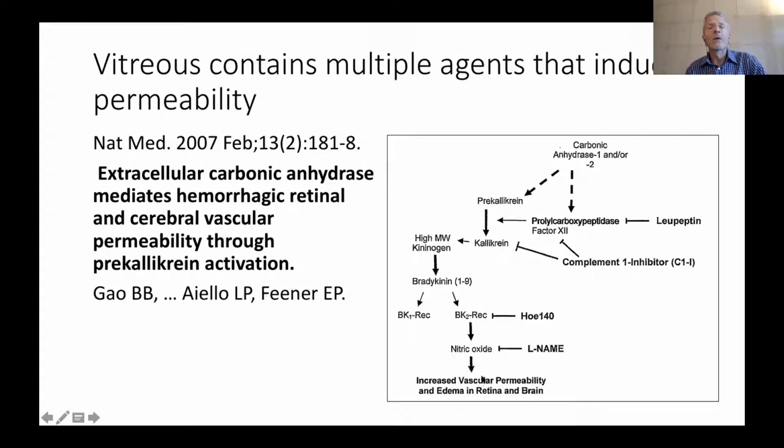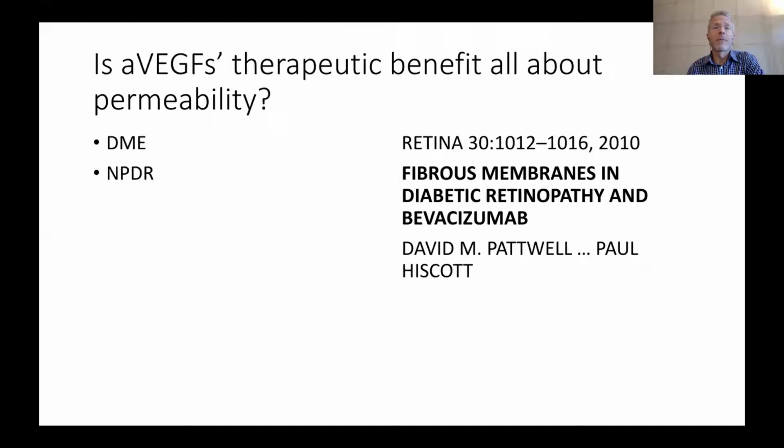So here is another agent which is present in eyes of patients with DME and could be contributing to the leakage and the inability of anti-VEGF to stop the leakage. So again, the main point here is that vitreous contains multiple agents that induce permeability, not only VEGF, and that's a potential reason why not all patients respond the same way to anti-VEGF.